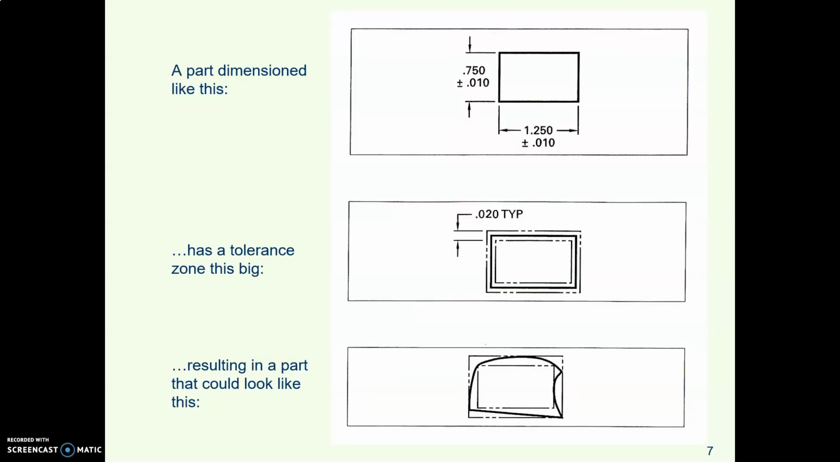Here's another example, not a round part, but a flat part. When we put a dimension like this on our drawing, dimensions plus or minus 10/1000, we're envisioning that we're going to get a nice rectangular part. And it might be a little bit bigger or a little bit smaller, but it'll be rectangular. And here is the size of the tolerance zone around that part. Well, if that is the tolerance zone, what that means is that the surface of your part could land anywhere in that tolerance zone and still be an acceptable part.